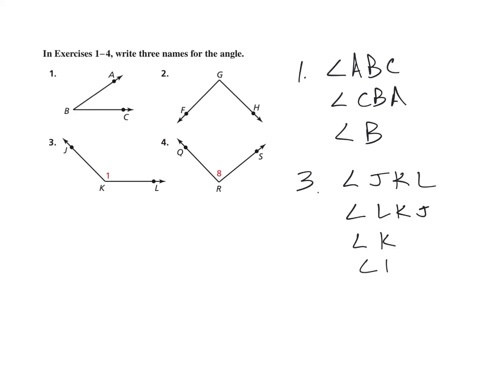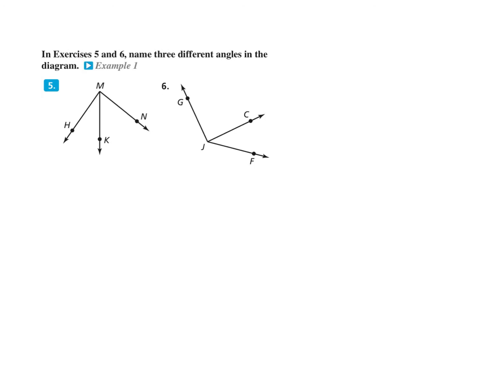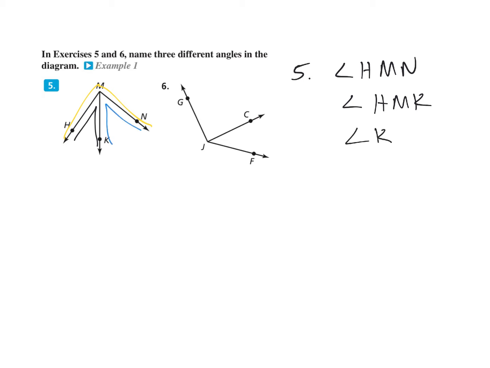All right, next slide. Name 3 different angles in the diagram. Number 5, angle HMN, the big angle, okay? And then you have angle, you could go backwards, NMH, but let's go ahead and just name all different ones. HMK, which was this one here. And then the last one would be that one, and that's angle KMN. Notice they have M as your vertex.